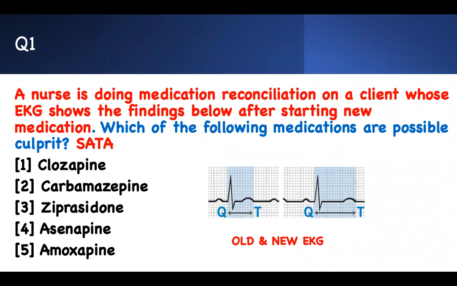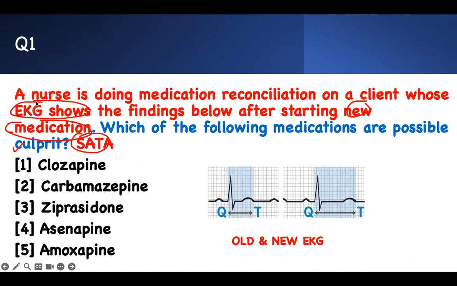First question, test-taking skills. I'll give you a diagram and ask you what it is. Select or apply: which of the following medications are possible culprits? So they are the problem. The nurse is doing medication reconciliation on a client whose EKG shows the findings below after starting a new medication. Keywords: new medication and the EKG changes. Those are the buzzwords.